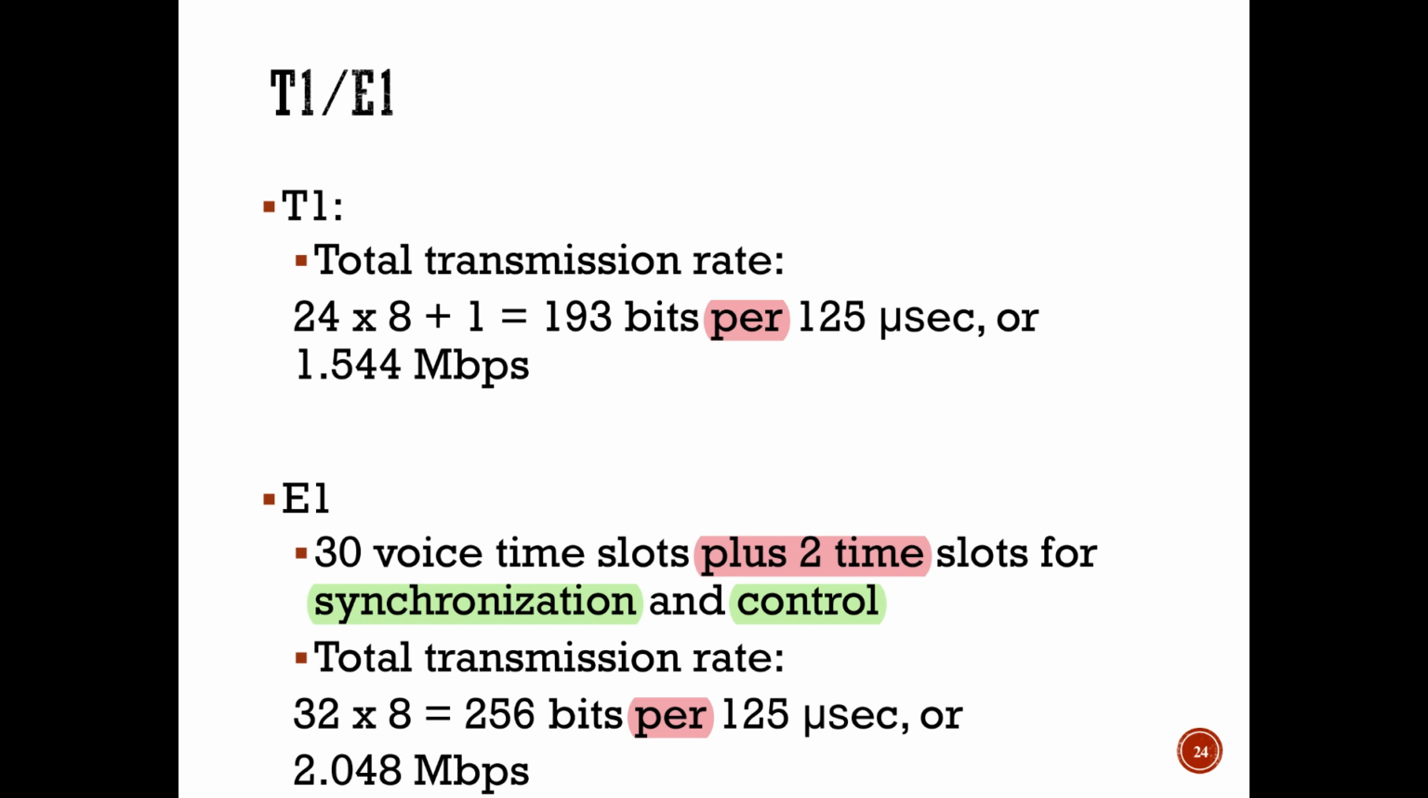T1/E1. T1: total transmission rate, 24 by 8 plus 1 equals 193 bits per 125 microseconds, or 1.544 megabits per second. E1: 30 voice time slots plus 2 time slots for synchronization and control. Total transmission rate, 32 x 8 equals 256 bits per 125 microseconds, or 2.048 megabits per second.